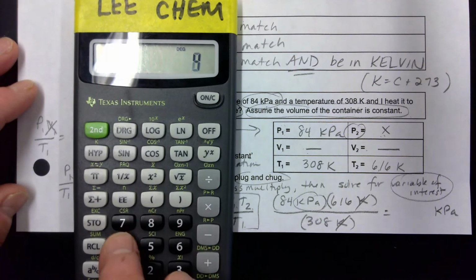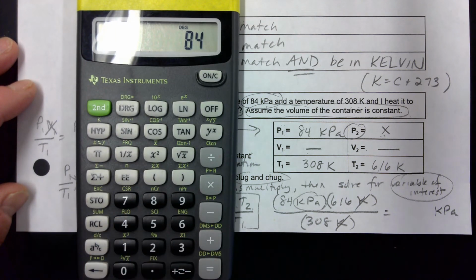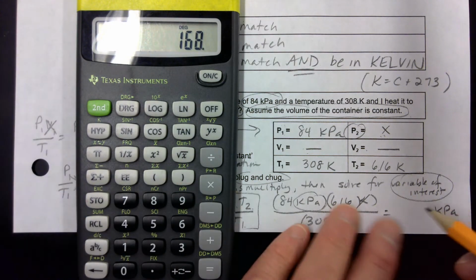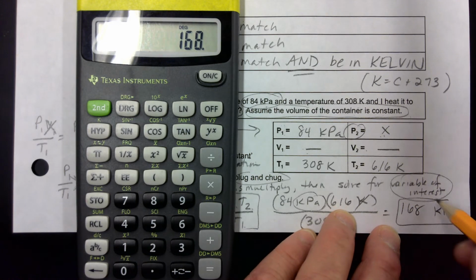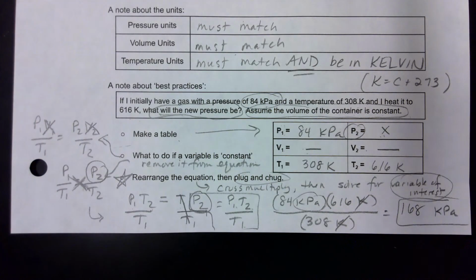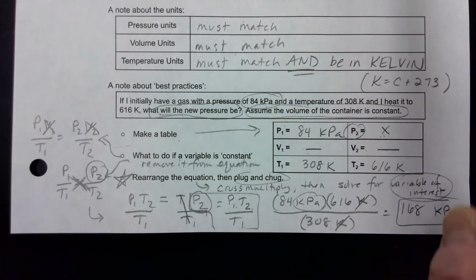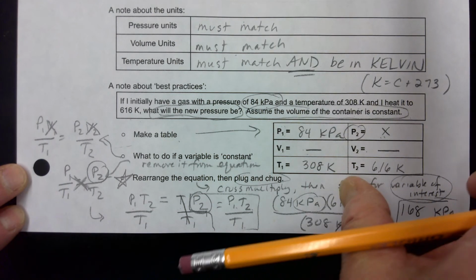And now it's a matter of bringing out my calculator. So 84 times 616 divided by 308. And we get 168 kilopascals. Okay, so that's how you work the best practices.